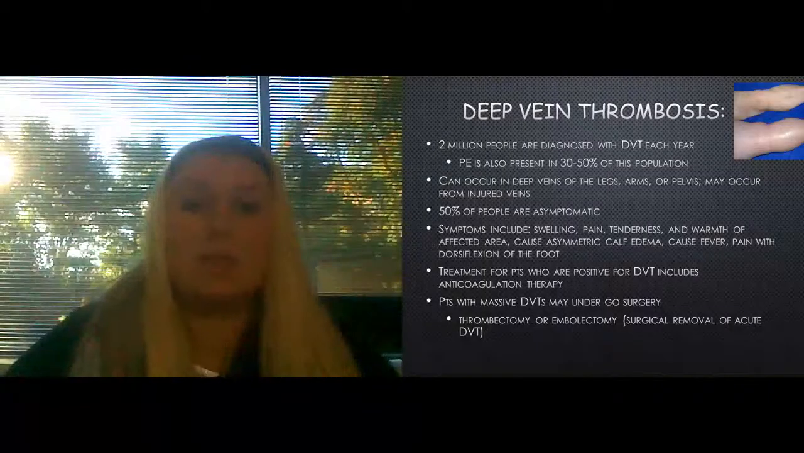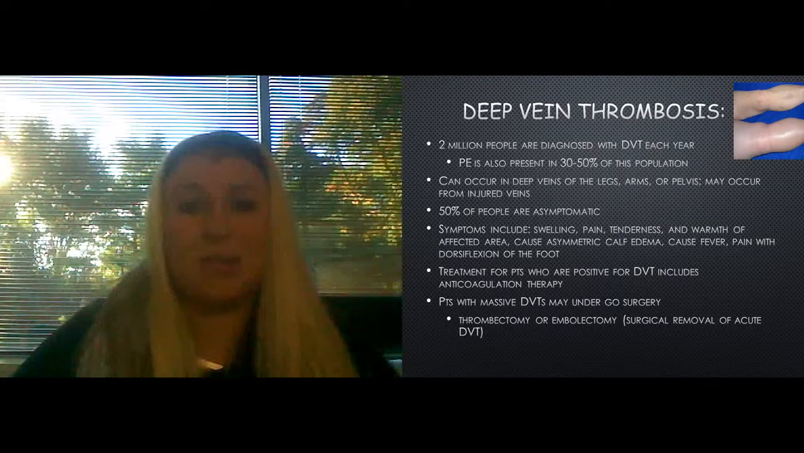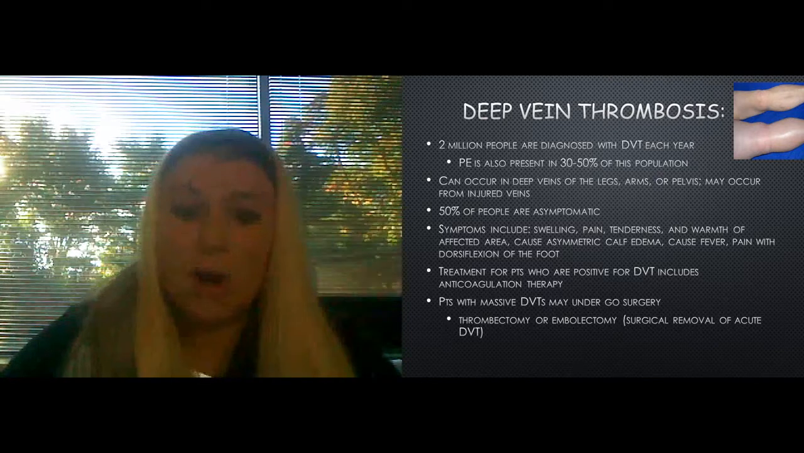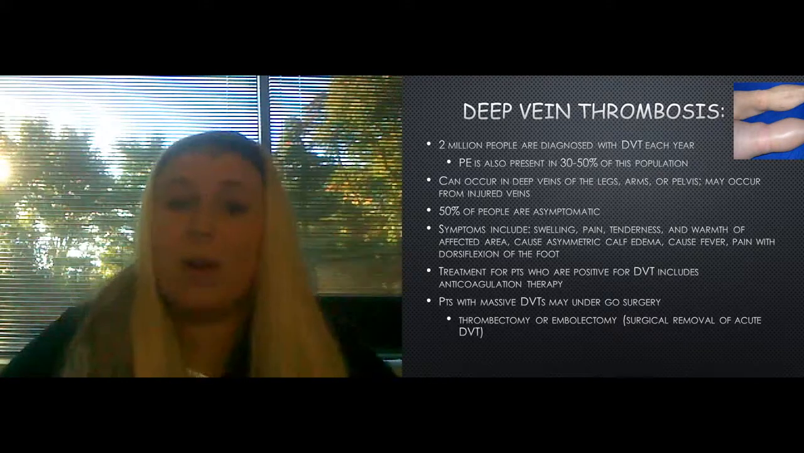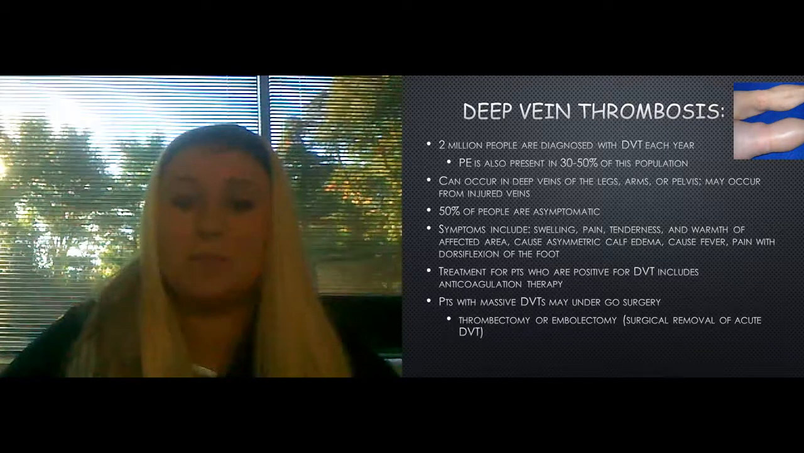Deep vein thrombosis, or DVTs, affect 2 million people each year. Pulmonary embolism is also present in 30 to 50% of this population. It can occur in deep veins of the legs, arms, or pelvis. It may occur from injured veins. 50% of people are asymptomatic. The other 50% have swelling, pain, tenderness, and warmth of the affected area, asymmetric calf edema, fever, and pain with dorsiflexion of the foot. Treatment for patients who are positive for DVTs includes anticoagulation therapy. Patients with massive DVTs may undergo surgery.